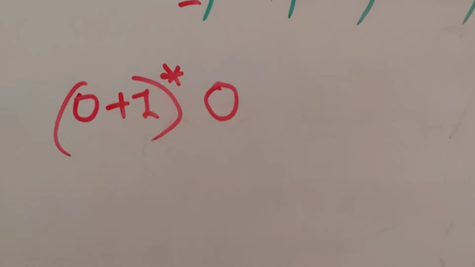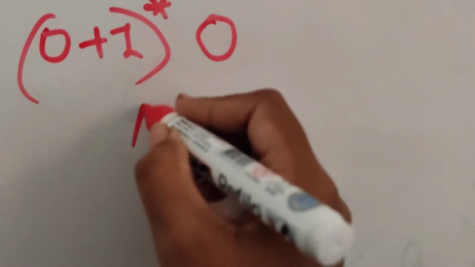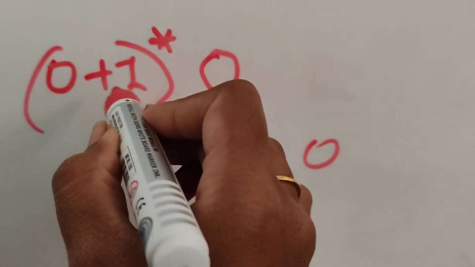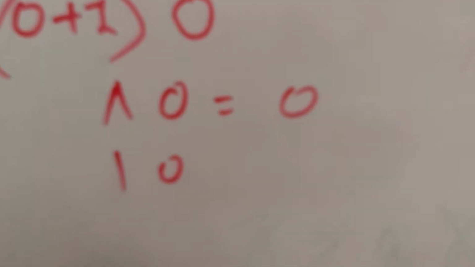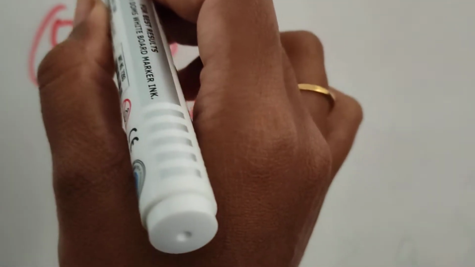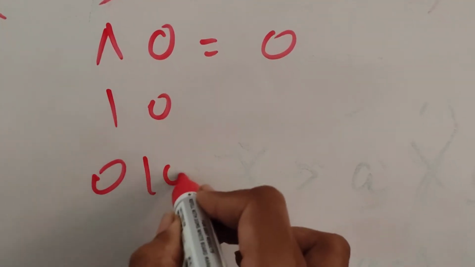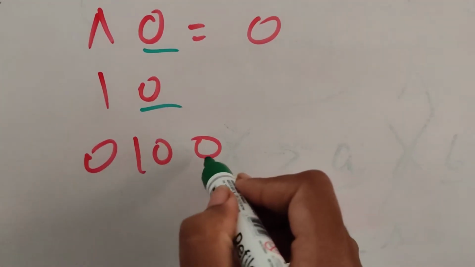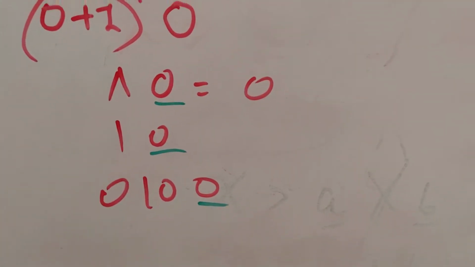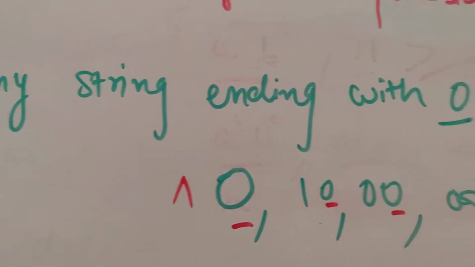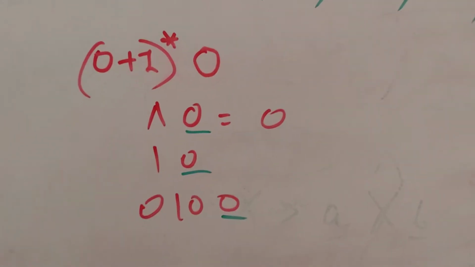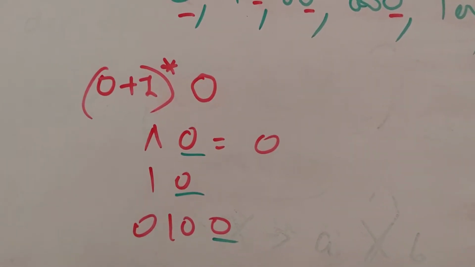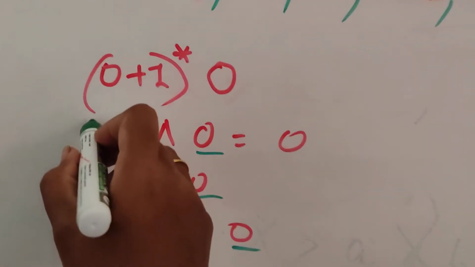Suppose nothing occurs from this, so null occurs, 0 is there, so 0 is my string. If 1 occurs, then 0, so 10. If 0 occurs, then 1, then 0, then 0, so 0100. In these examples we can see the common pattern that my strings always end with 0 only, which is what I wanted to find: any string ending with 0. In this way we can make the regular expression. This is my regular expression, (0+1)*0.